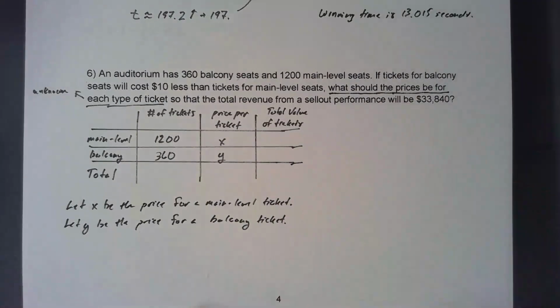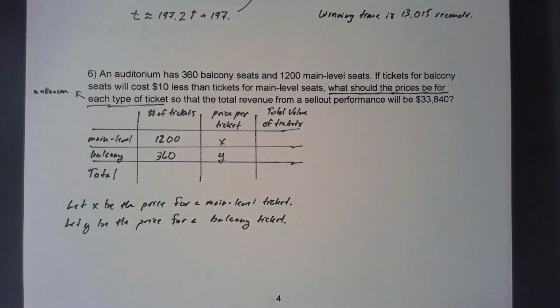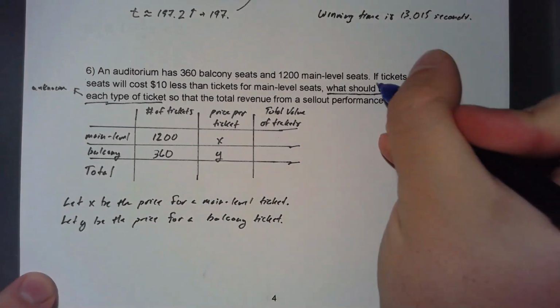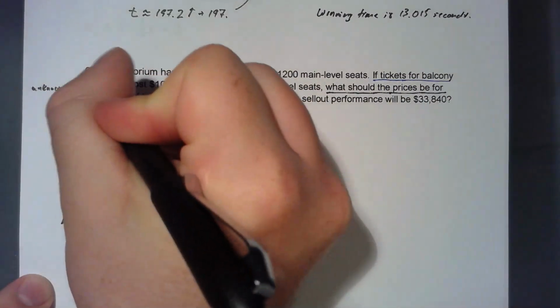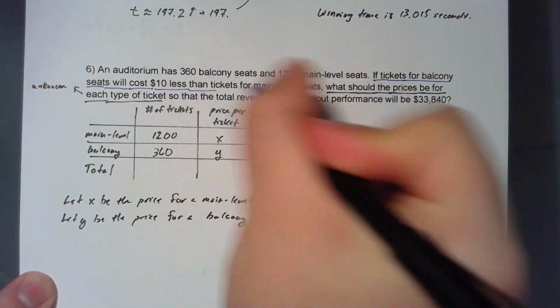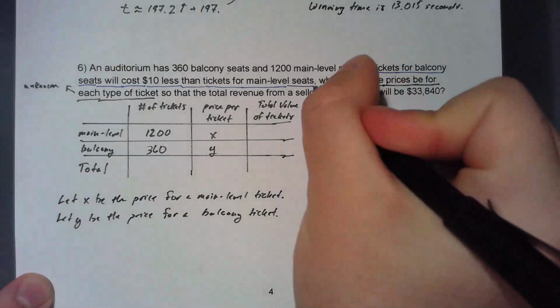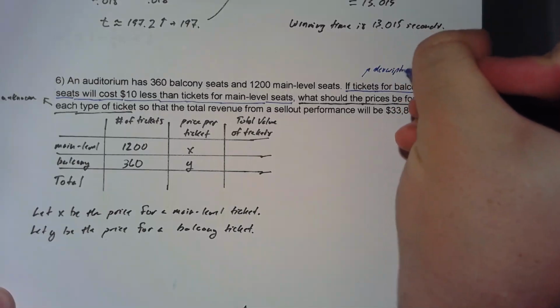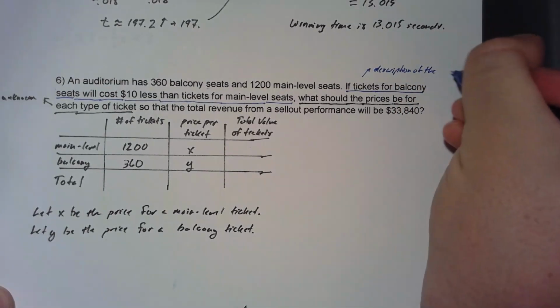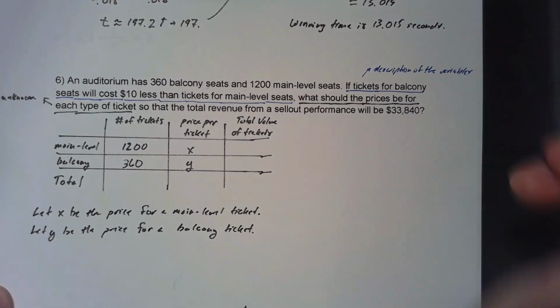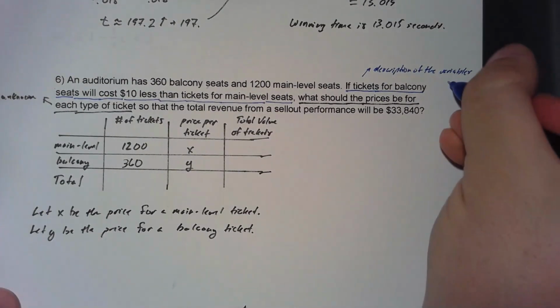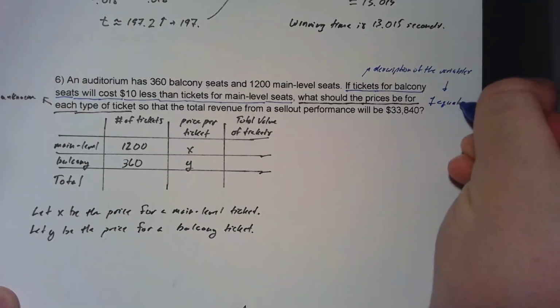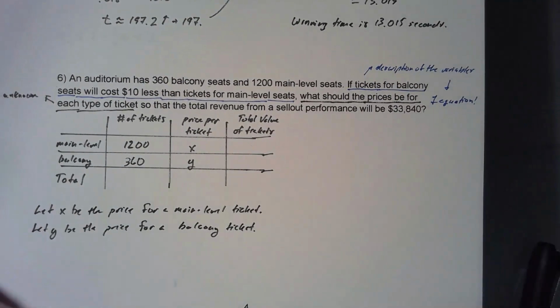When we did these problems, I always ask you if there's a description of variables in the problem. And if there is, that would mean there's only going to be one equation from this table, right? So if I look here, if tickets for balcony seats will cost $10 less than tickets for main level seats, that right there is a description of the variables. Since that's a description of the variables, that means I'm going to get one equation.